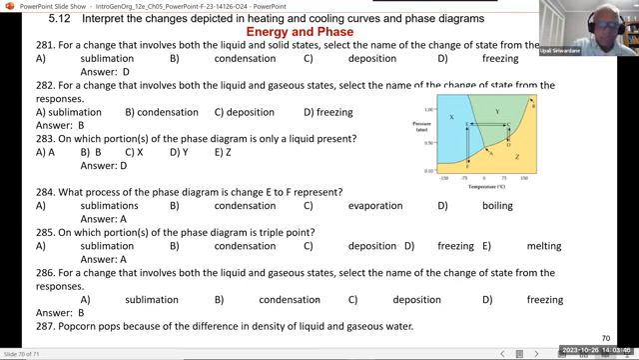Popcorn pops because of the difference in density of gaseous water. When you put popcorn in the microwave and heat it up, there's water in there. The density differs between liquid and gaseous water in the popcorn. The water becomes gaseous, going from liquid to gas, and it pops. That's the truth.